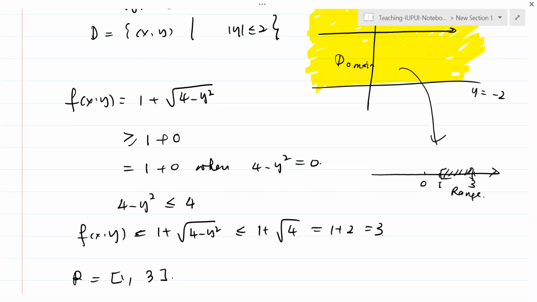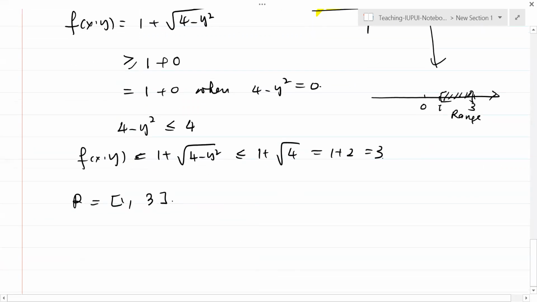Yeah, there's a restriction here. The value of the function cannot be arbitrary, because inside the radical is 4 minus y squared. Then 4 minus y squared cannot be too large. It's always less than or equal to 4, but it also cannot be negative. So it's between 0 and 4. Then the value of the function is between 1 and 3. So that's it. It's a good problem.